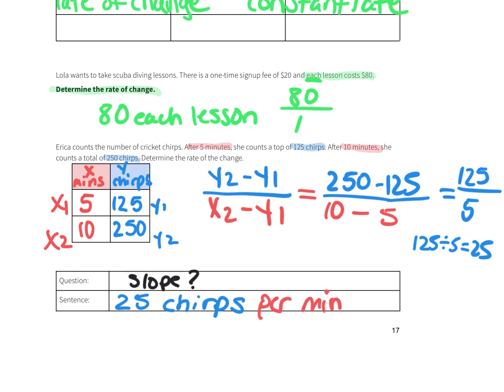Now, you see how I took everything, I put it in my table, and I set it up using my slope formula. You can also do the same thing we did when we were solving for proportions, and that is you can just simply go 250 minus 125, that's 125, and 10 minus 5 is 5. You can also look at it like that, but I think it's easier just to use the formula myself. Okay, make sure you have all of this in your notes.